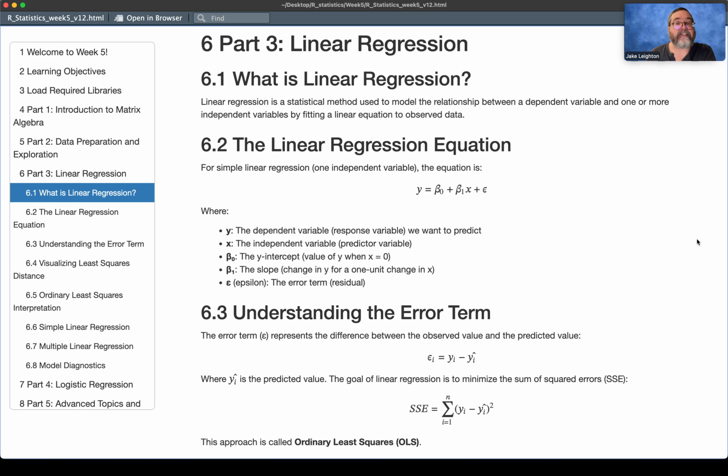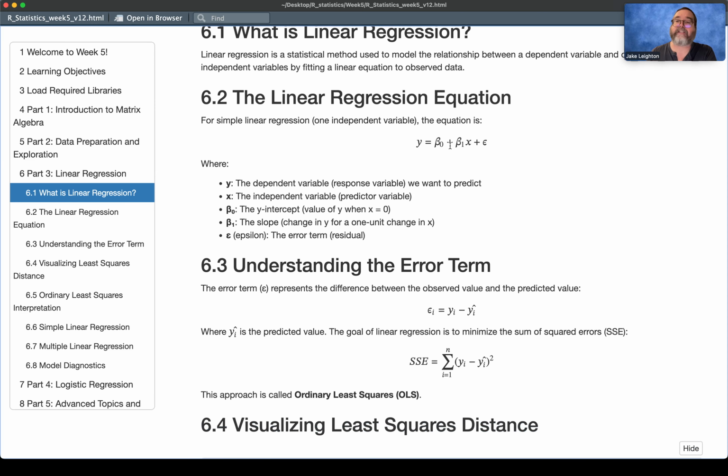Well, it's a statistical method, as you probably know, and it basically models the relationship between a dependent variable, the response, and one or more independent variables, the predictors. And it basically fits a linear equation to this observed data.